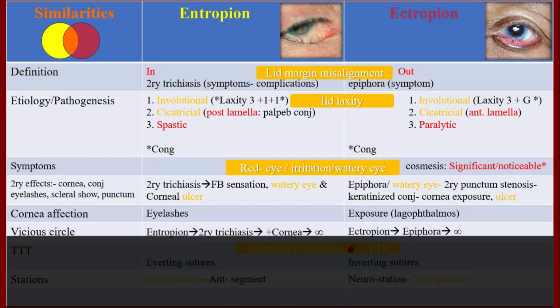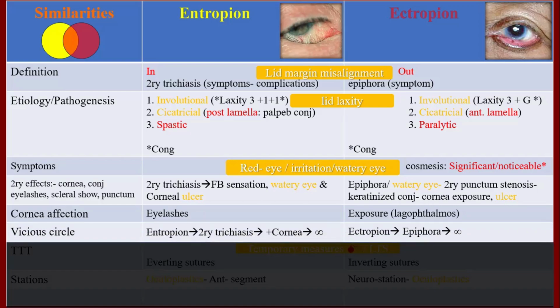The vicious circle I mentioned in entropion is all about eyelashes. So we have entropion resulting in secondary trichiasis, causing corneal abrasions, ulcerations, and this may result in a spastic component and more entropion and so on. And that's why I inserted here the infinity symbol, because this is a vicious circle, an ongoing process. In order to cut this process, you need to correct the entropion and not the eyelashes.